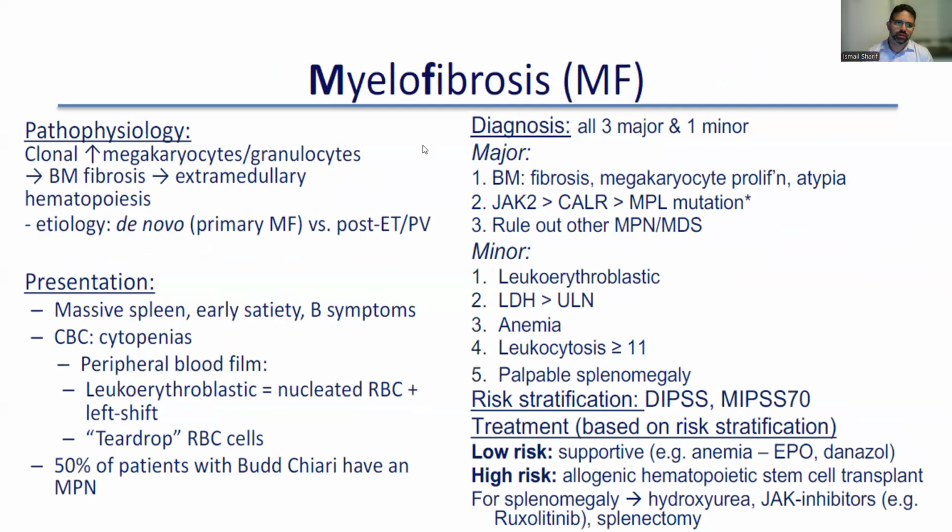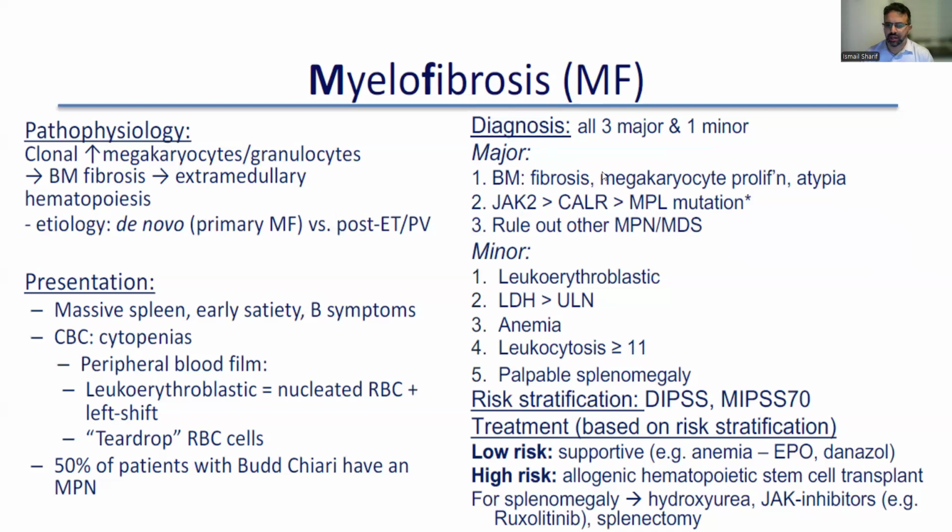Now the fourth disease here that we need to look at among the myeloid disorders is myelofibrosis. Myelofibrosis is fibrosis in the marrow. It can be primary or it can be secondary after ET or PV. The hallmark is a very large spleen. Those patients have B symptoms, and they might have cytopenias and a leukoerythroblastic picture with teardrop cells, red blood cells shaped like a teardrop. And 50% of those patients might have Budd-Chiari syndrome, thrombosis.